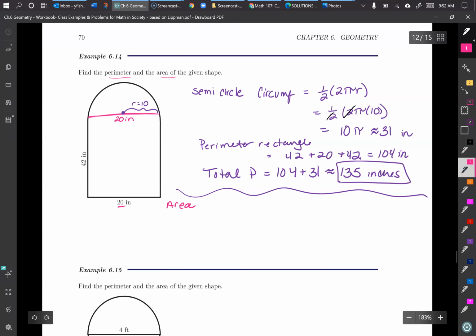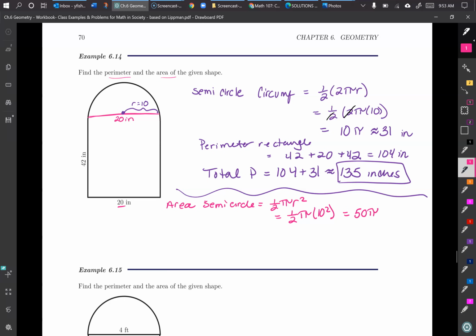Area, we're going to have to look at the semicircle. It would be half pi r squared, so that's half pi times r squared, where r squared is 10 squared, so it's 100, and divided by 2 would be 50, so that's 50 pi. And then crunching the numbers out for that, you're going to get 157. I'll put this approximation symbol there.